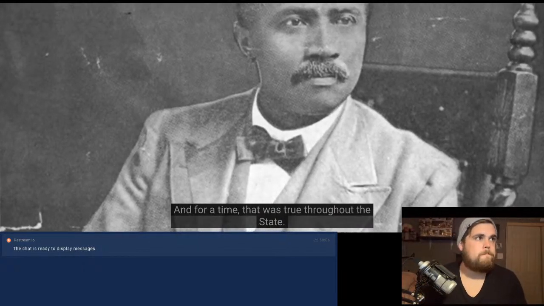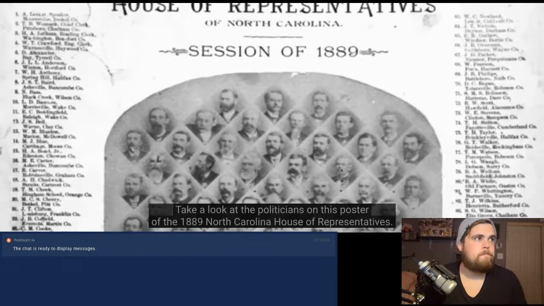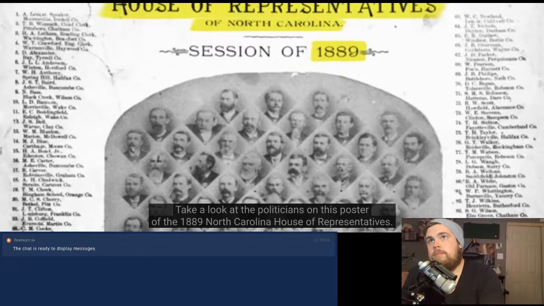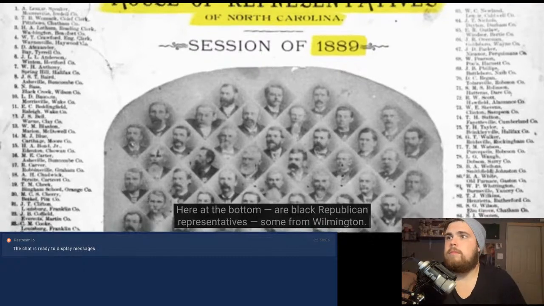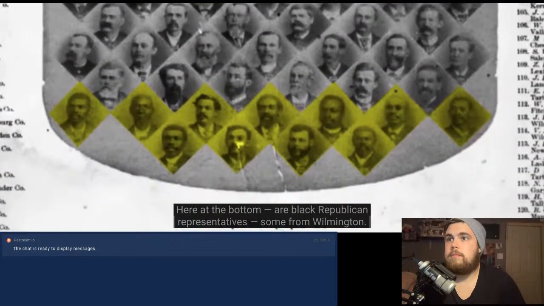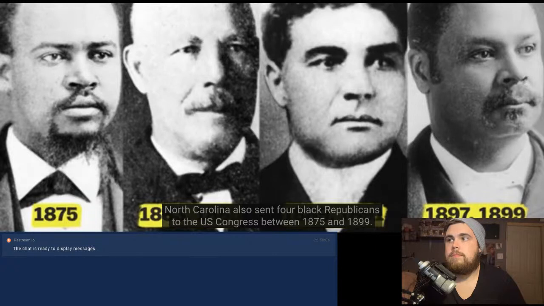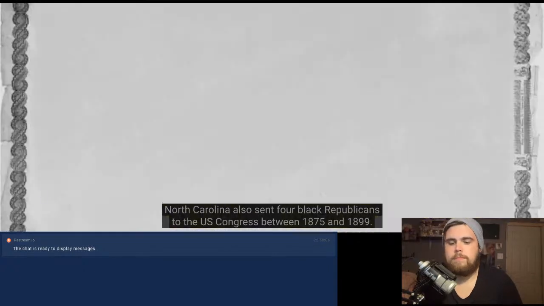In Wilmington, there were successful black entrepreneurs, doctors, teachers, but also black elected officials. And for a time, that was true throughout the state. Take a look at the politicians on this poster of the 1889 North Carolina House of Representatives. Here at the bottom are black Republican representatives, some from Wilmington. North Carolina also sent 4 black Republicans to the U.S. Congress between 1875 and 1899.